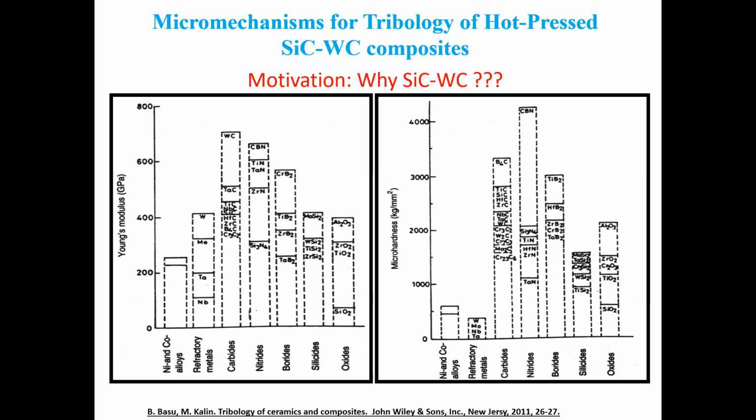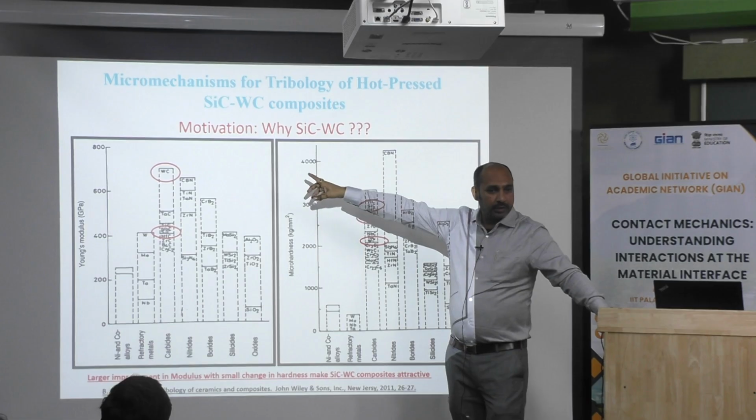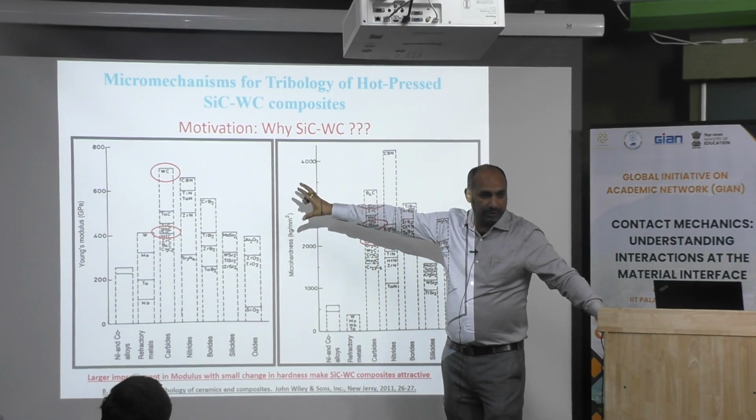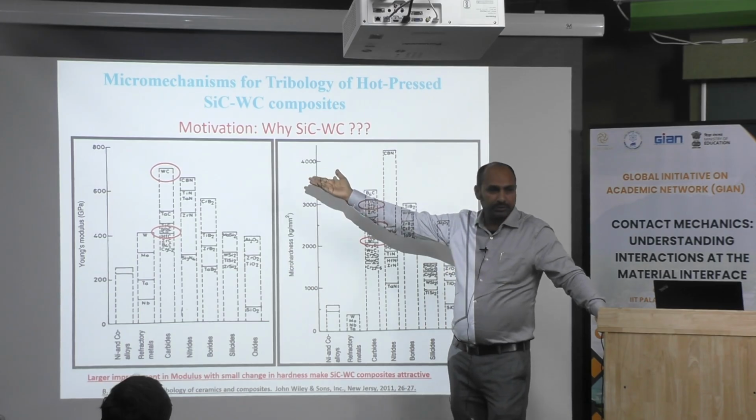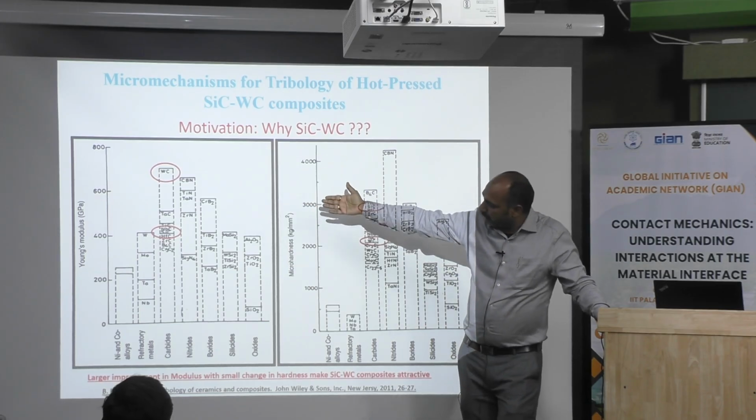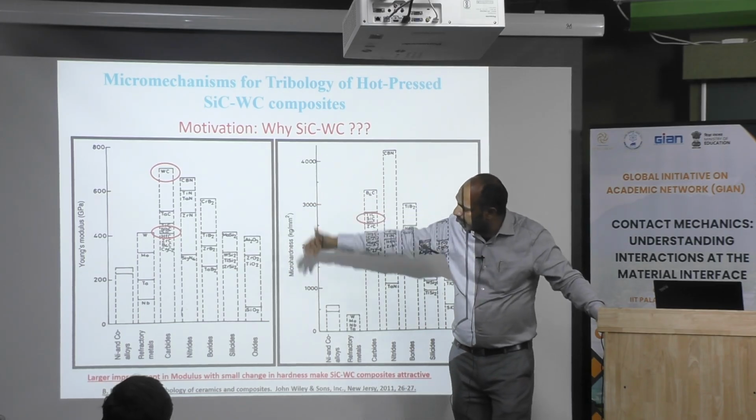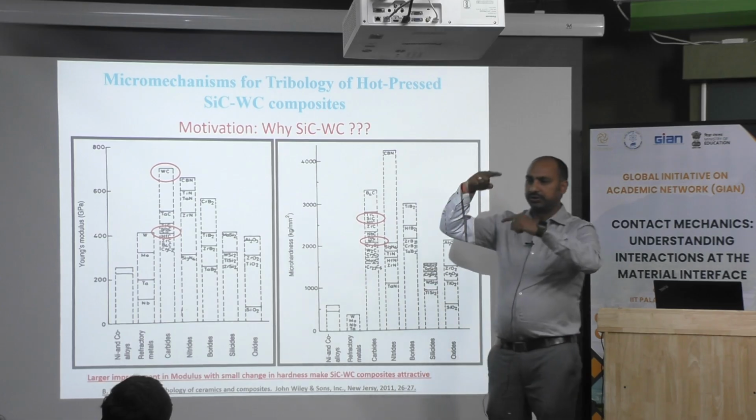Tungsten carbide incorporation. Why? If you look at the Young's modulus values of silicon carbide and tungsten carbide, they have a very huge difference. Tungsten carbide has around 700 gigapascal, and silicon carbide has 400 gigapascal. So this difference is huge.